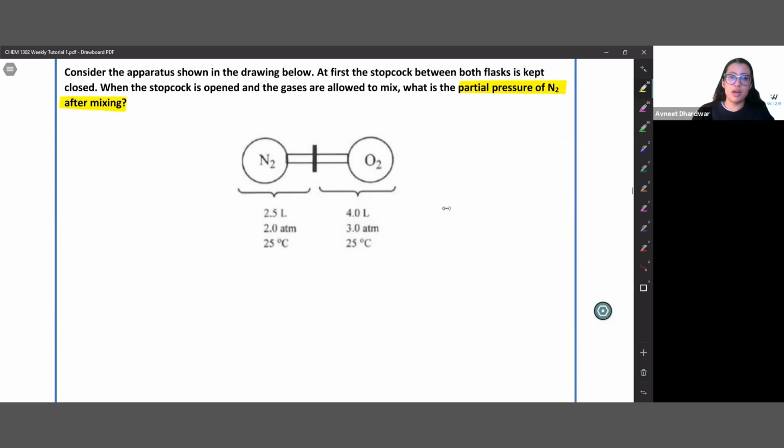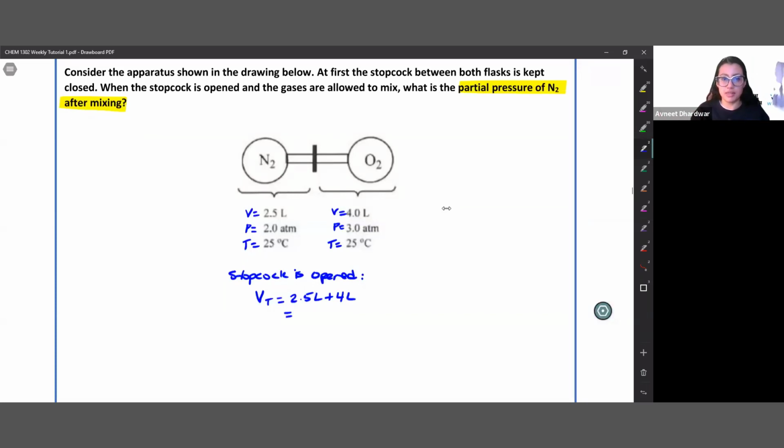Originally you have two containers, or two flasks, and we're told the volume, the pressure, and the temperature, and the same thing for oxygen. That's the first scenario. But then when the stopcock is opened, what's my new volume? We can solve for this right now. The new volume, or total volume, is just the sum of those initial volumes, since now we're allowing those containers to be connected. So it's now 6.5 liters. That's always going to be the case for any of these flask problems.